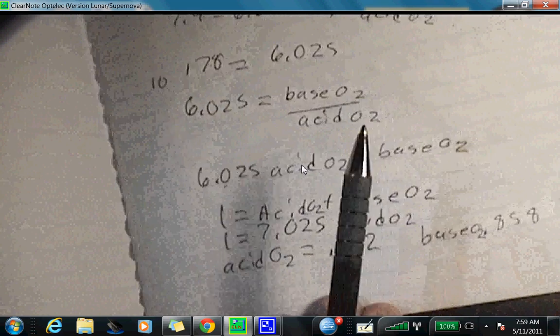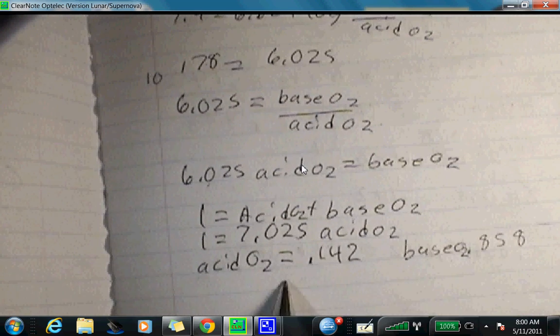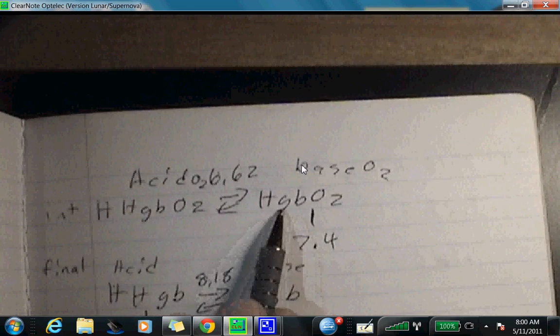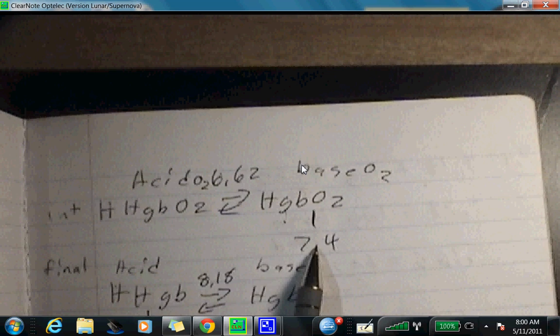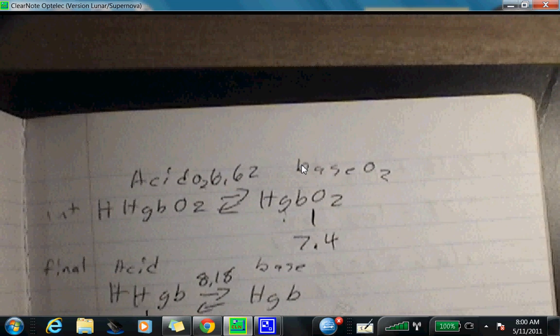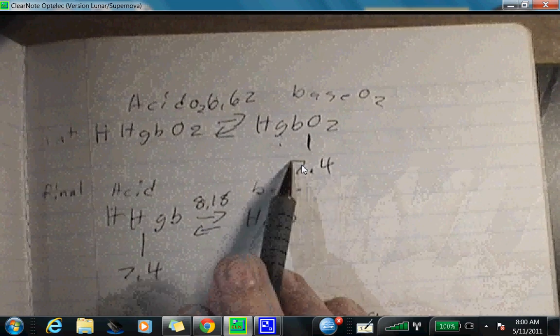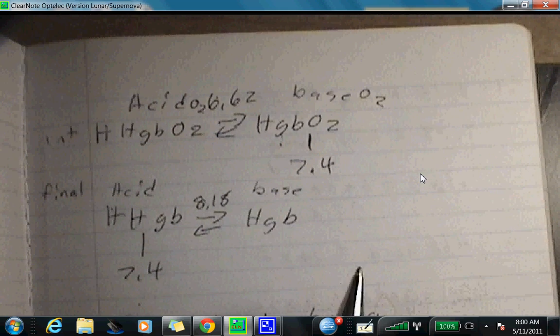And remember, we want to always double check with our roadmap. So we have a lot more base than acid. Does that make sense? Yes. At pH 7.4 with this pKa, we have a lot more base form than acid. That's what we predicted. That's why we draw the pH over here. Okay?